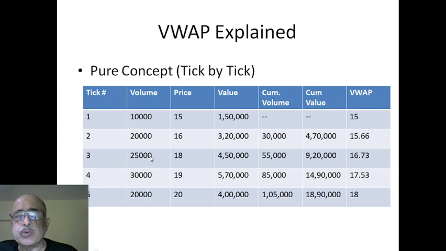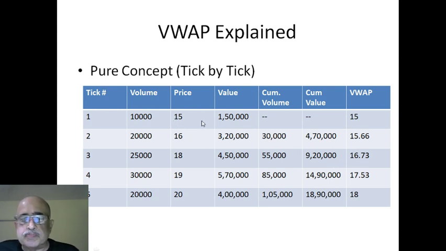The third tick is 25,000. It's the same process. Your cumulative volume is 30,000 plus 25,000, which is 55,000. The price I have assumed to be 18, so 25,000 into 18 is 4,50,000. 4,50,000 plus 4,70,000 is 9,20,000. So 920 divided by 55 is 16.73.